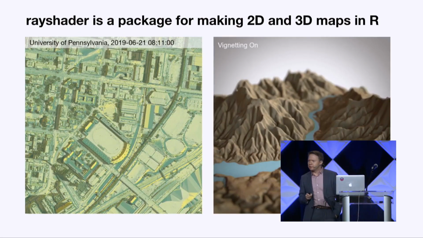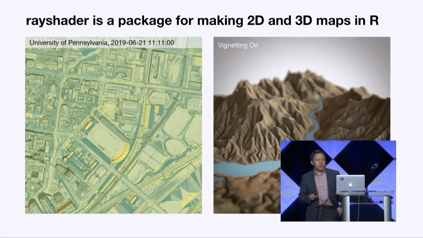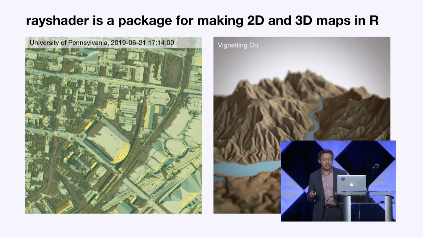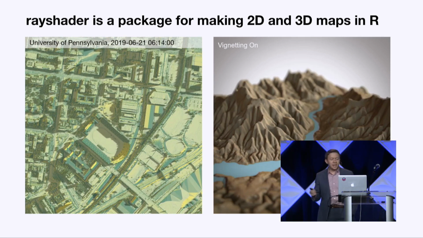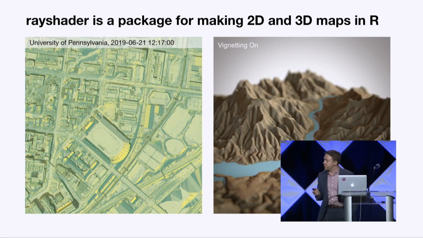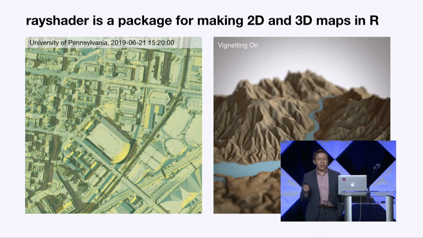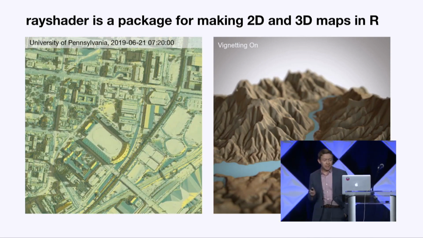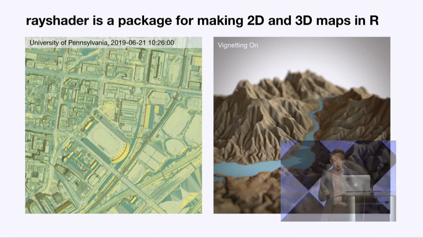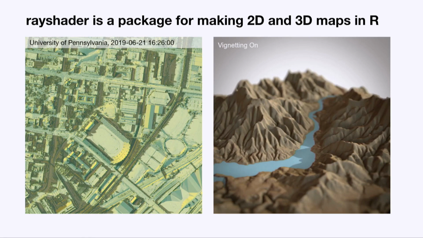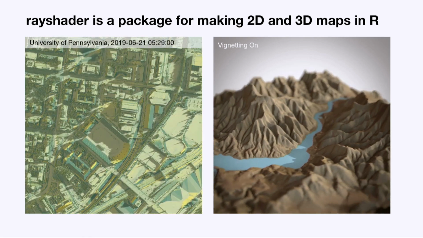Specifically, rayshader uses a technique called ray tracing in order to realistically simulate how light falls on 3D models and landscapes. On the left, you can see how rayshader calculates the shadows cast by buildings in Philadelphia using a combination of LiDAR data and the SunCalc package to calculate the position of the sun in the sky. Rayshader can take these 2D maps and then project them into 3D, as we see here on the right.